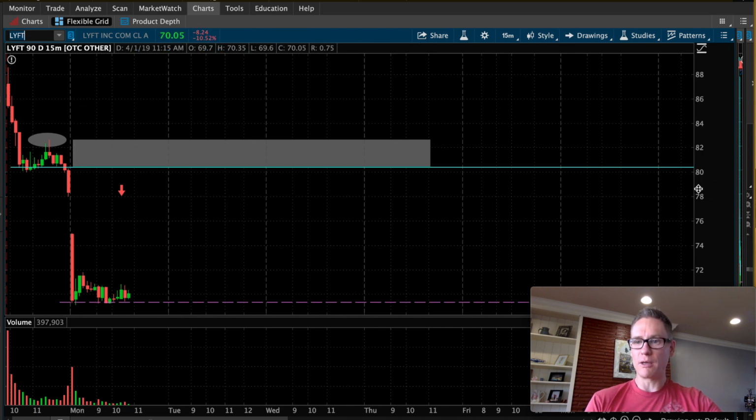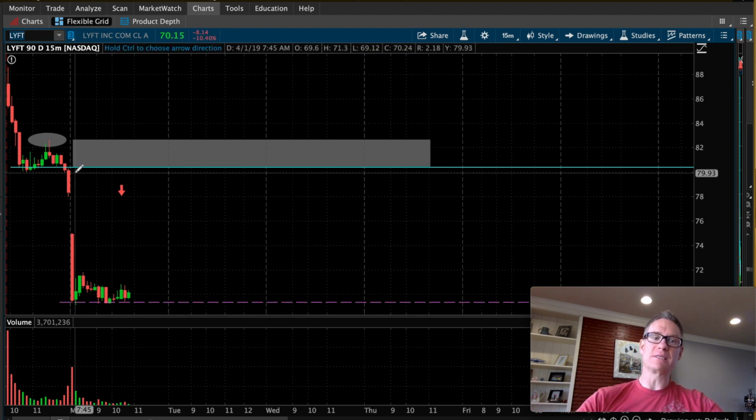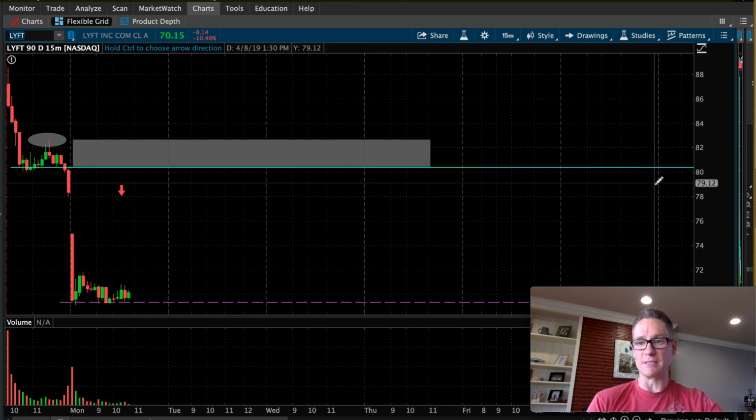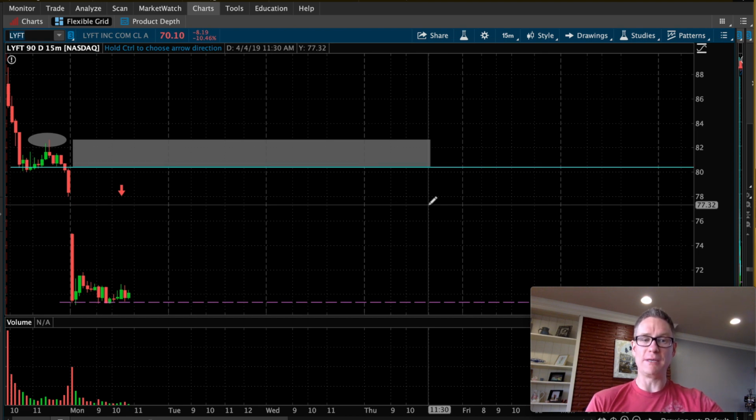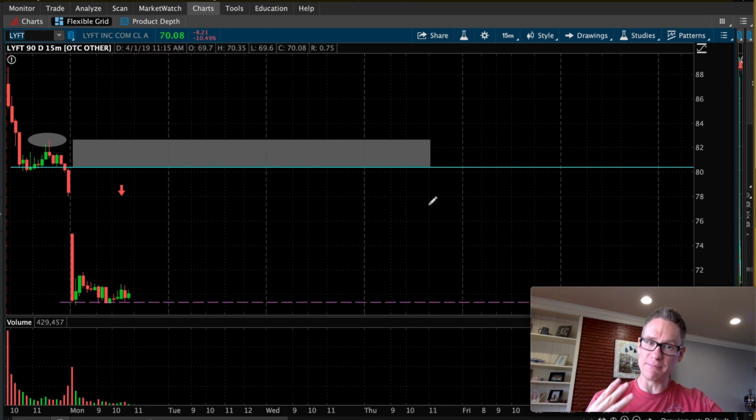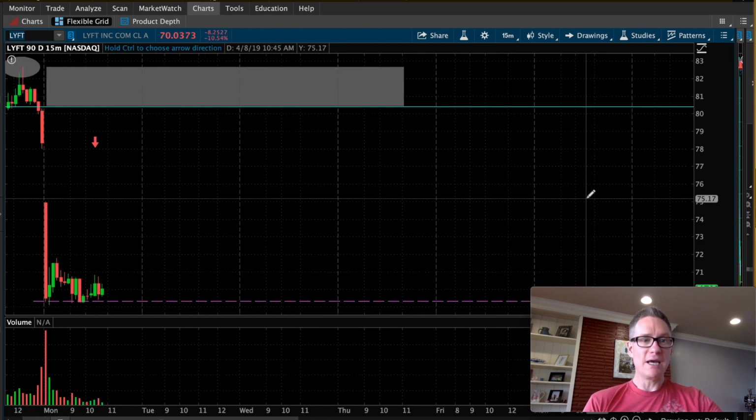Well, one block is $2. So in this case, I would scale way back on my share size just to be careful because of the range of this stock. LYFT has a lot of range right now, and it's volatile because of the IPO. So be very careful on your share size. That's tip number 3. So let's go ahead and review things.